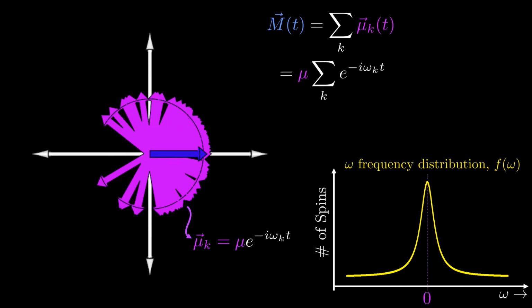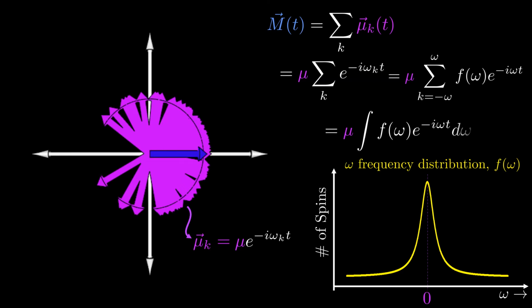So we can just rewrite our sum over k omegas as a sum over all omegas, where e to the i omega t describes a particular spin frequency, and f of omega is how many spins we have at that frequency. Now, of course, we're dealing with septillions of magnetic moments over a continuous spectrum of possible frequencies, so this sum is really an integral. And we have the result that our magnetization as a function of time, and thus our detected signal as a function of time, is just mu times the integral over all frequencies omega of the frequency distribution times e to the minus i omega t d omega.